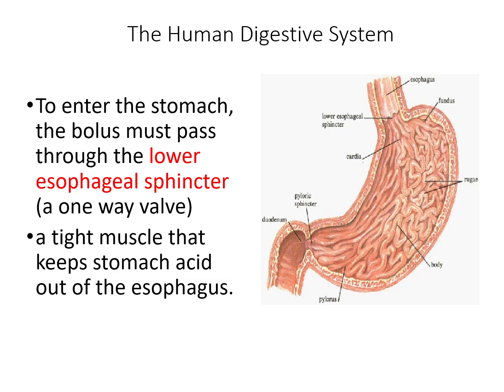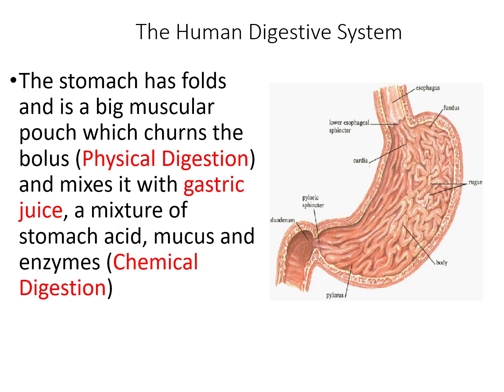And then we have here several parts of the stomach, with each of these having their own purposes. The stomach has folds which churn the bolus and mix it with the gastric juices. Now this is a mixture of several stomach acids, mucus, and enzymes.